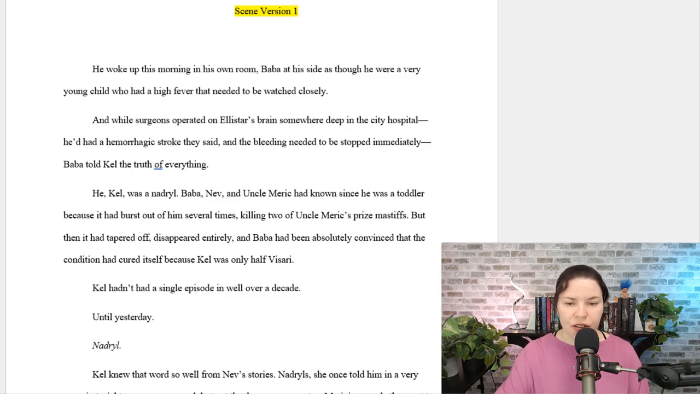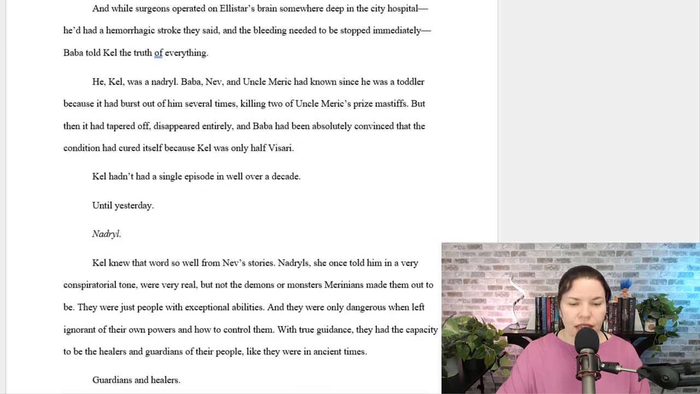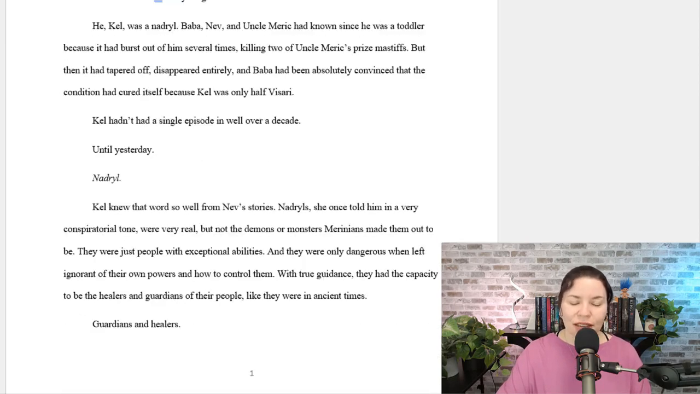Baba, Nev, and Uncle Merrick had known since he was a toddler because it had burst out of him several times, killing 2 of Uncle Merrick's prize mastiffs. But then it had tapered off, disappeared entirely, and Baba had been absolutely convinced that it had cured itself because Kel was only half Visari. Kel hadn't had a single episode in well over a decade, until yesterday. Nodril. Kel knew the word so well from Nev's stories.